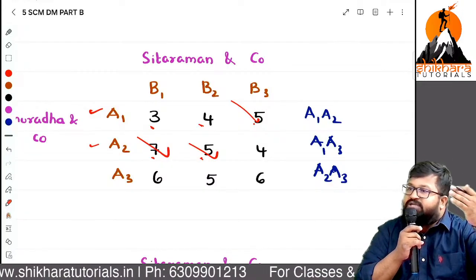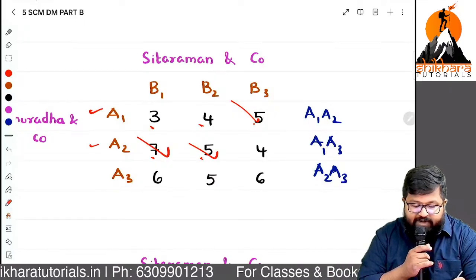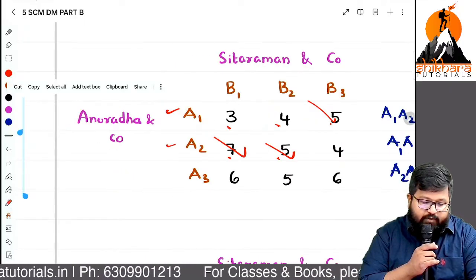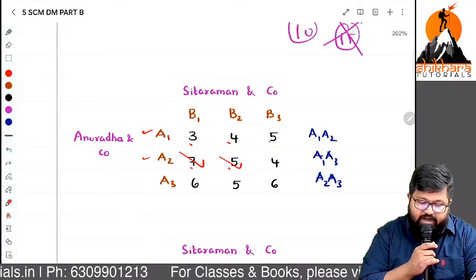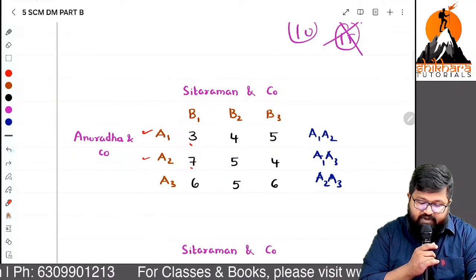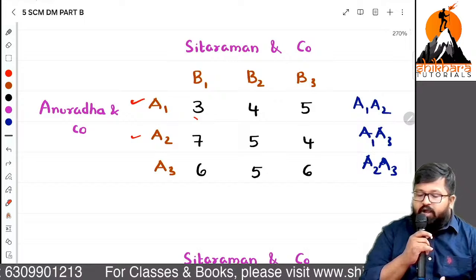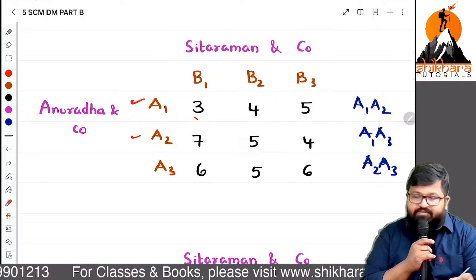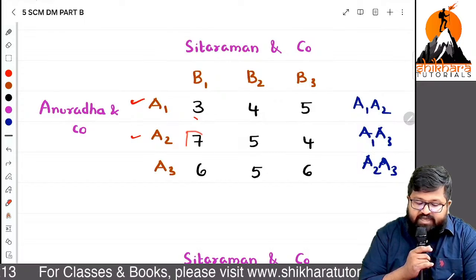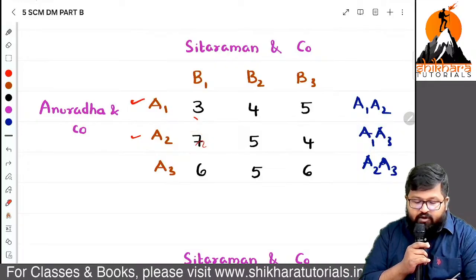Which parts are we comparing again? I am telling again, which parts are you comparing? A1 and A2. I am repeating for your convenience. From 3 and 7, which is the highest? 7 is the highest. For that reason, I have kept a tick mark.